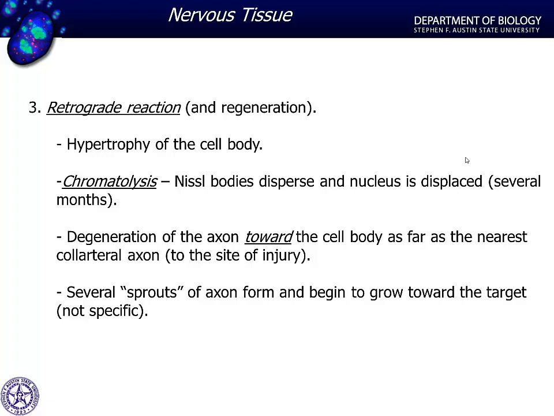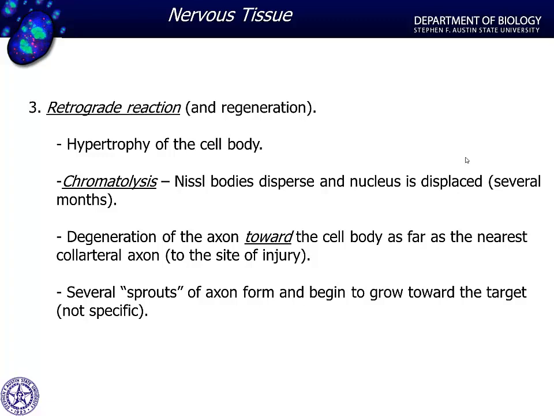Now, lastly, we have the retrograde reaction, and this is toward the cell body end. The cell body is going to hypertrophy. It's going to kick into high gear. All those Nissl bodies are going to disperse, and the nucleus is going to be displaced off to the side. This is going to possibly take a couple of months, because the cell is gearing up for this repair process, and the axon is actually going to degenerate toward the cell body as far as the nearest collateral axon.